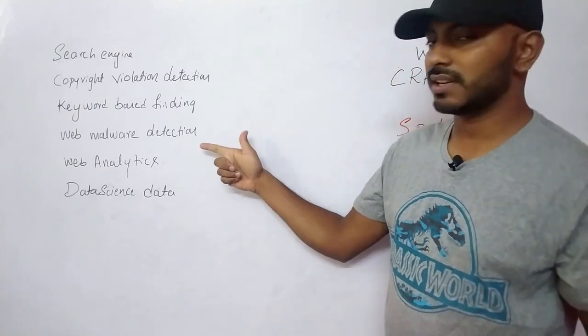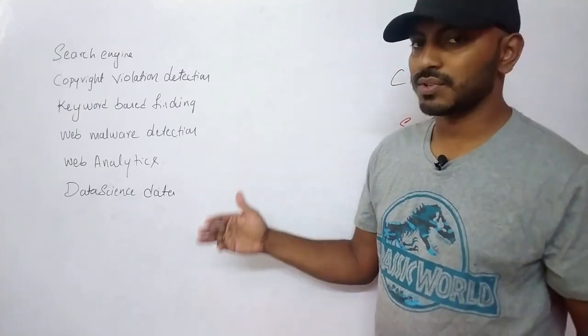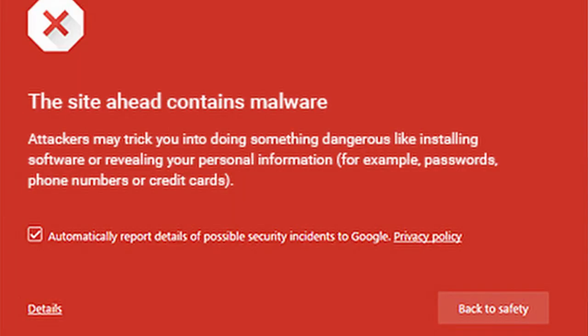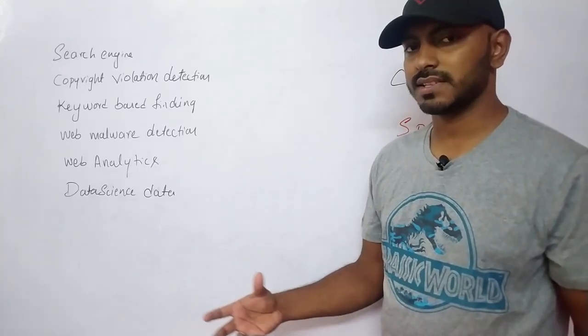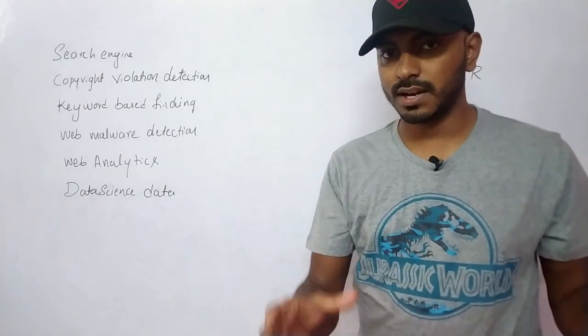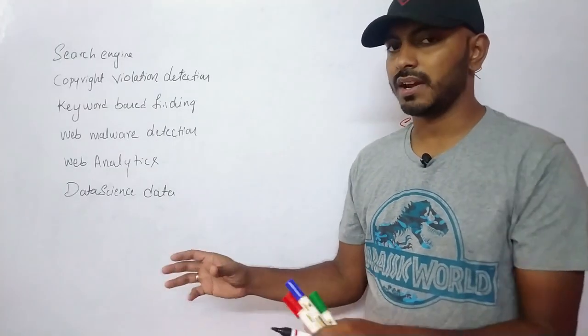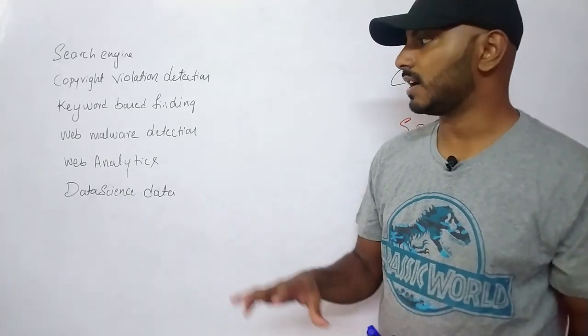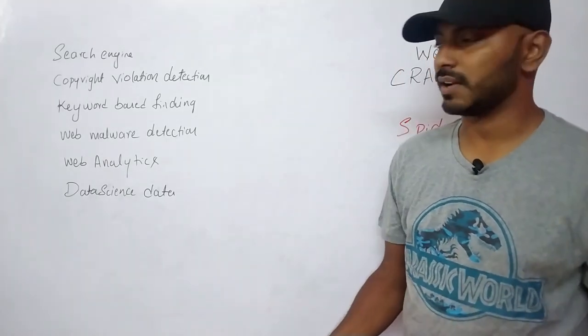Web malware detection is used to find malware on the web across different websites. Maybe it's a phishing attack. Say you have a site, for example Gmail, and someone has hosted a similar web page somewhere else, and you need to find it. Something like these kinds of use cases.